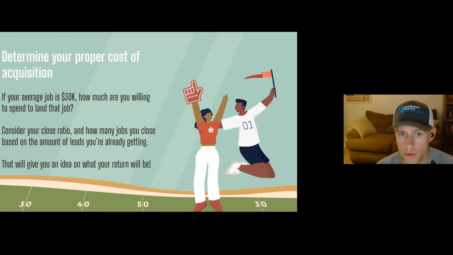And so if your close ratio is about 50%, well, if you're generating about 20 leads a month, you should be able to close about 10 of those, right? You can be conservative and say, we'll close about 40%, 35%, things like that. And so these are things to consider.